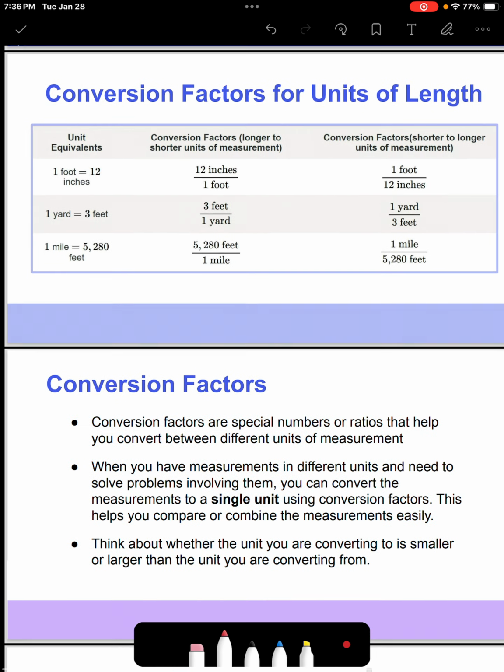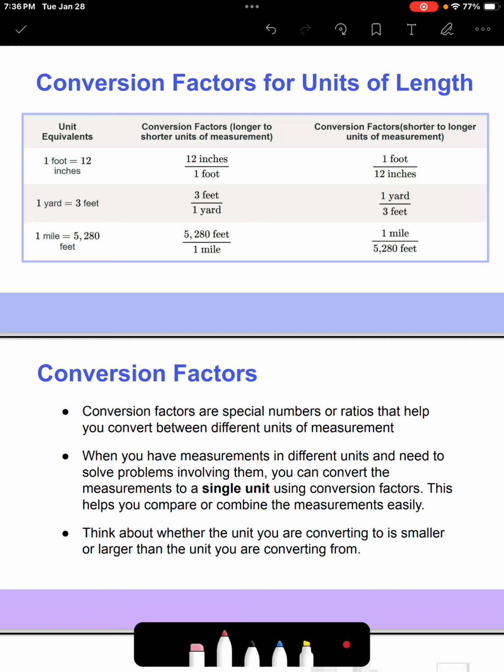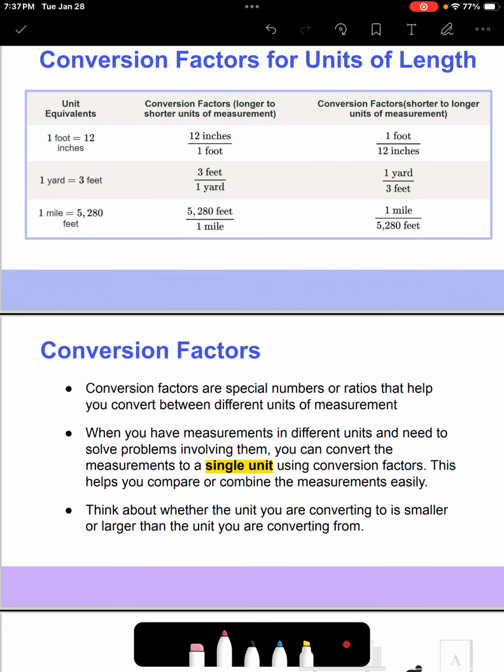So let's talk about conversion factors a little bit. Conversion factors are special numbers or ratios that help you convert between units of measure. When you have measurements in different units and need to solve problems involving them, you can convert the measures to a single unit. That's important. When you're working with these, you gotta have a single unit using conversion factors. This helps you compare or combine the measurements easily. Think about whether the unit you are converting to is smaller or larger than the unit you're converting from.